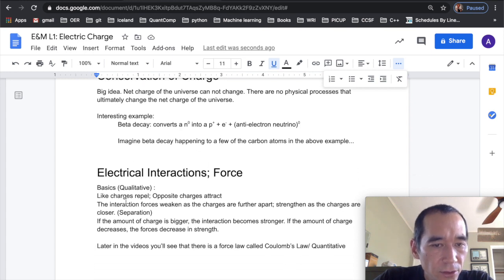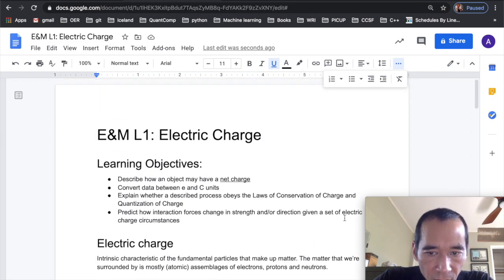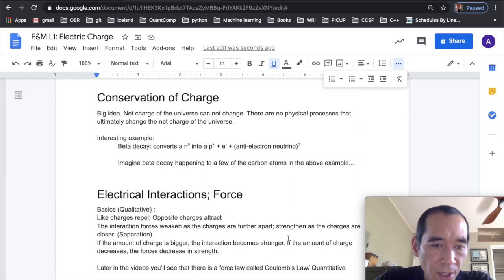And then I'll describe some basics about how to know about electric force and what you can say if there are changes in the circumstances of having electric charge. I'll describe what I mean by that.